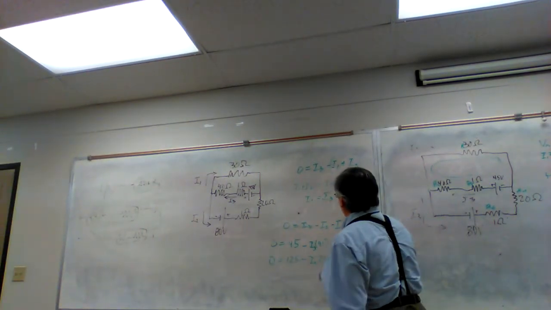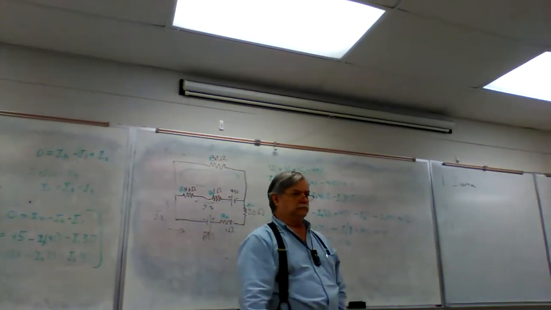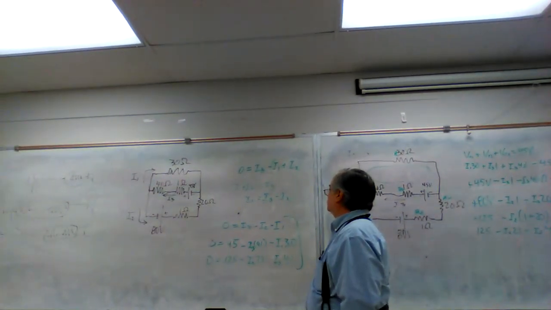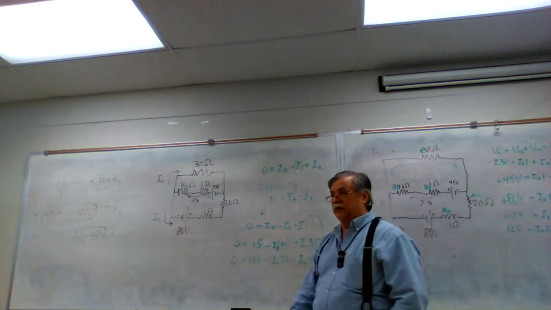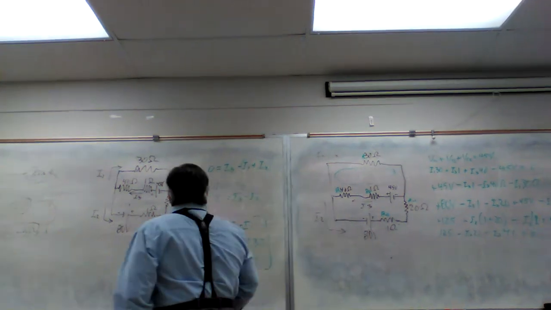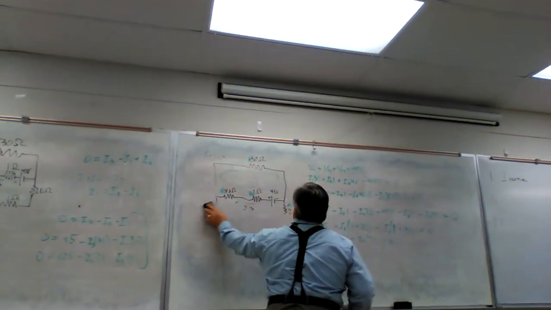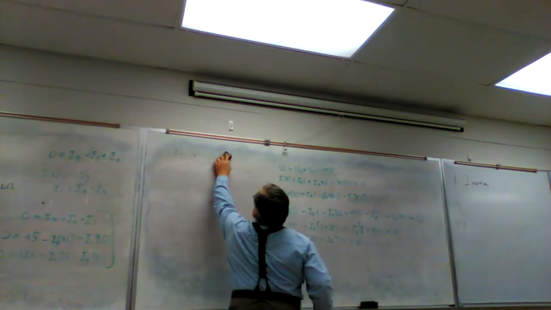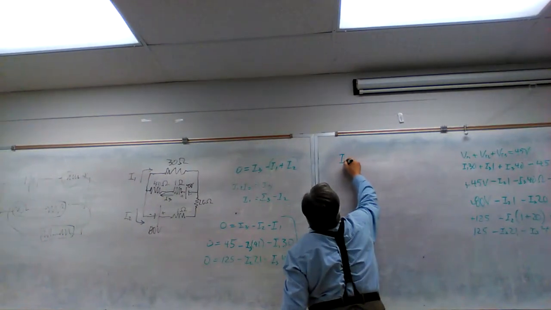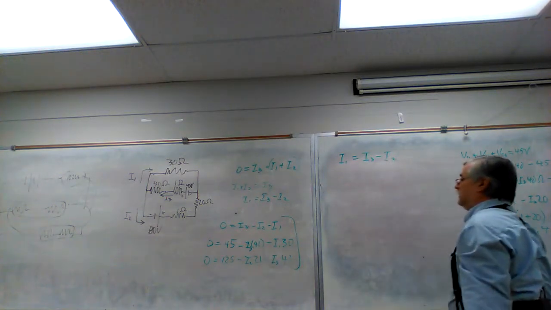So, now we have 3 independent equations, equations that cannot be derived from each other, and 3 unknowns, I1, I2, and I3. And now we can solve stepwise until we get it down to a single answer. We can start by writing I1 is equal to I3 minus I2. Okay.